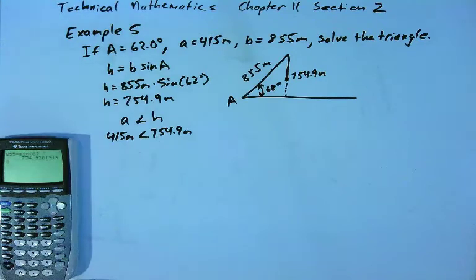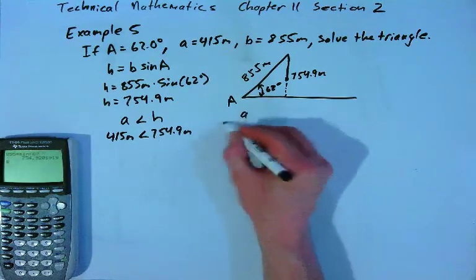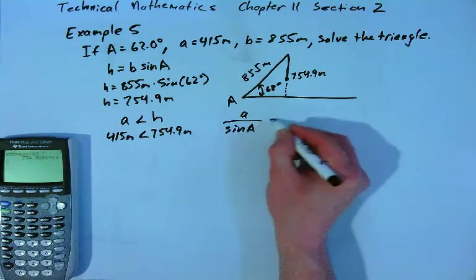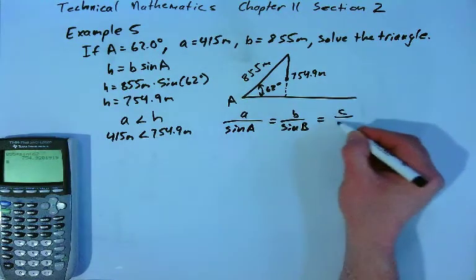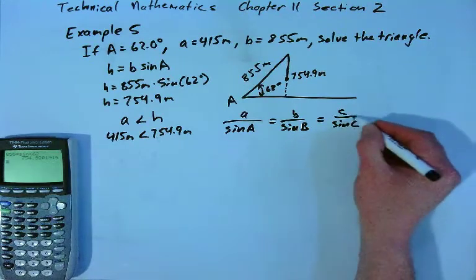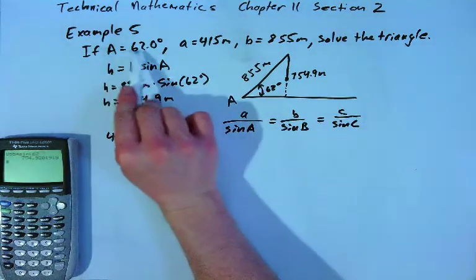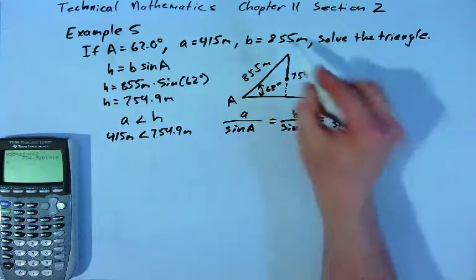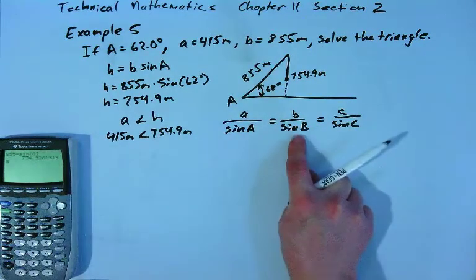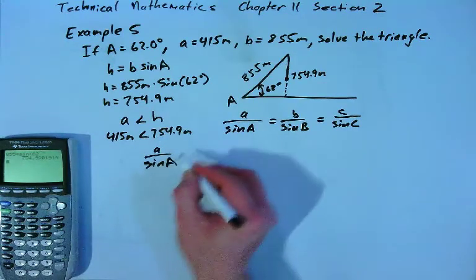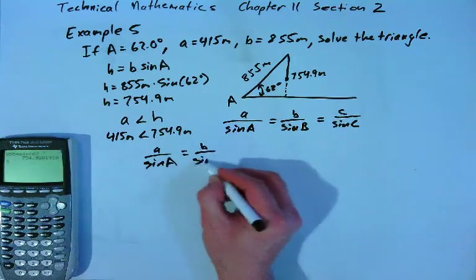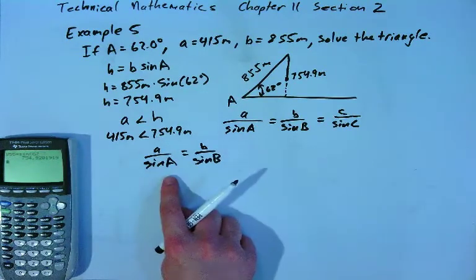And so for good measure, let's see what happens if we try to solve the triangle using the law of sines. And so remember that A over sine A is equal to B over sine B, and that's equal to C over sine C. And so what will happen? Well, we know A's angle and side. We know B's side. Let's find B's angle. And so we will use A over sine A is equal to B over sine B. Plug in the numbers we know.